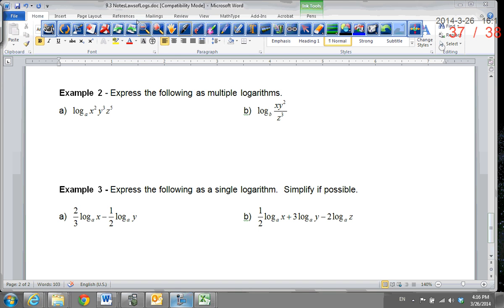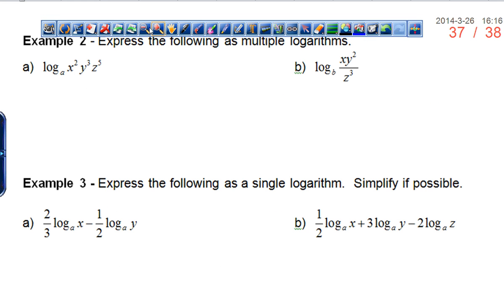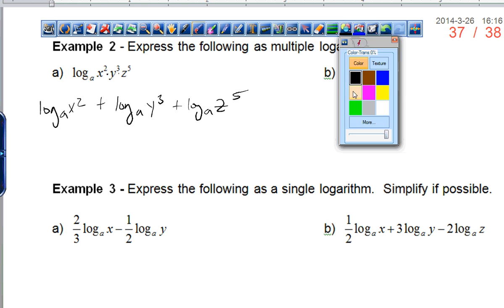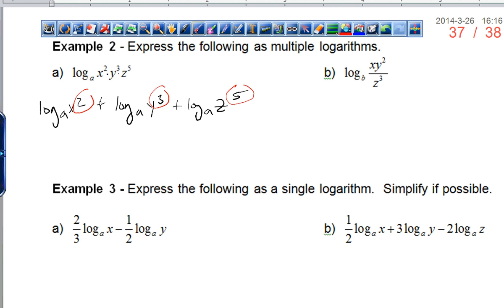Expanding expresses multiple logs. So I'm going to have various amounts of different logs. I got log base a of x squared plus, because that's what this means, right? Multiplication. Log base a of y cubed plus log base a of z to the fifth. Now what can I do with all of the exponents? Move them out in front. So I have 2 log base a of x plus 3 log base a of y plus 5 log base a of z.